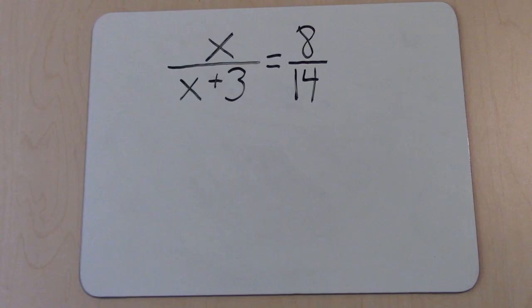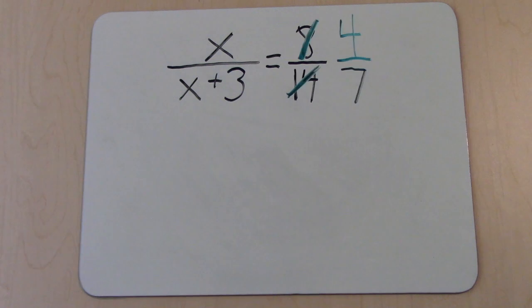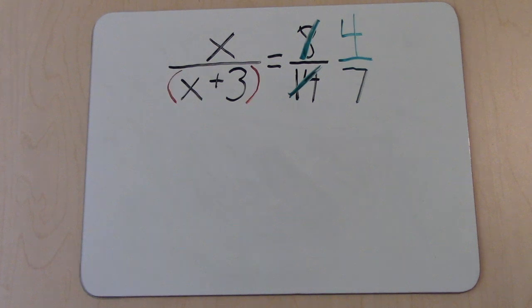Alright, so this problem, this time the variable on the bottom is not by itself. It's actually got x plus 3 on the bottom. But before we get started, let's go ahead and take a look at the right side. We got 8 over 14. If you divide both those by 2, it takes us down to 4/7. Now, when you have x plus 3 on the bottom, or x plus or minus anything, you should put parentheses around it, just so you realize those two terms, they stay together.